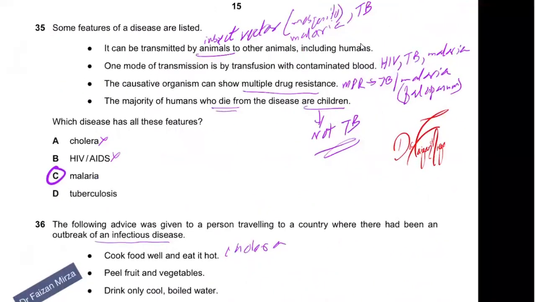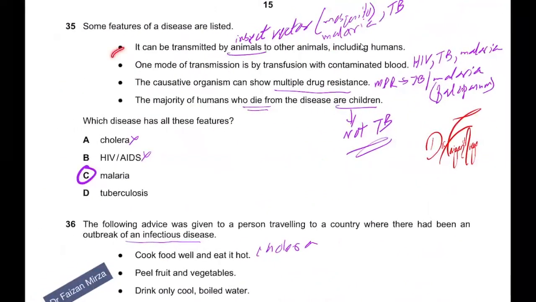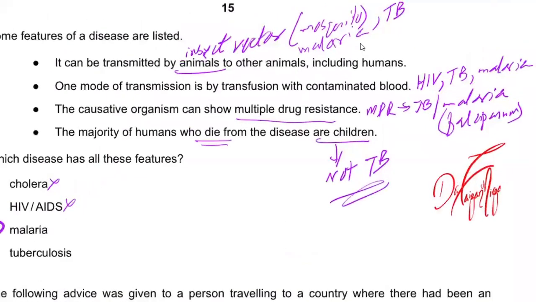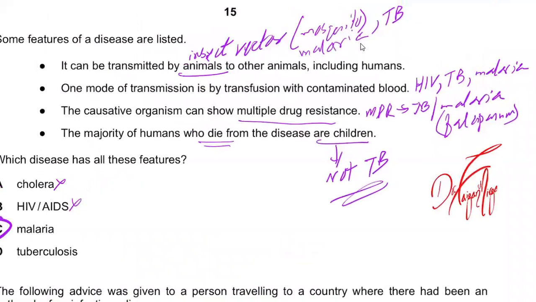Question 35, some features of the disease are listed. You need to be very careful when identifying the disease here. It can be transmitted by animals to other animals, including humans. So that means an insect vector is involved. It might be mosquito causing malaria, or it might be TB. One mode of transmission is by transfusion with contaminated blood. Contaminated blood can cause HIV, TB. Yes, malaria can also be transmitted by contaminated blood transfusion.